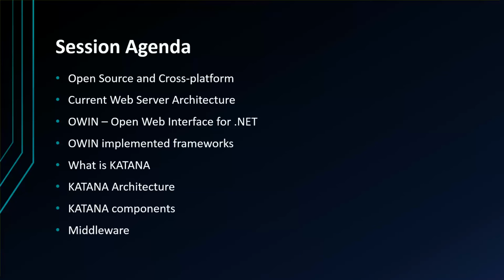In this session, we'll go through what exactly open source and cross-platform mean, and how MVC6 and ASP.NET 5 were redesigned from the core level to support the world of open source and cross-platform. And what are the challenges in the current web server architecture, like our favorite IIS architecture? And then we'll go through OWIN, the Open Web Interface for .NET, and how it resolved the current web architecture challenges, and OWIN implemented frameworks, and what exactly the Katana architecture is, the Katana components, logical layers, and then we'll see the middleware.